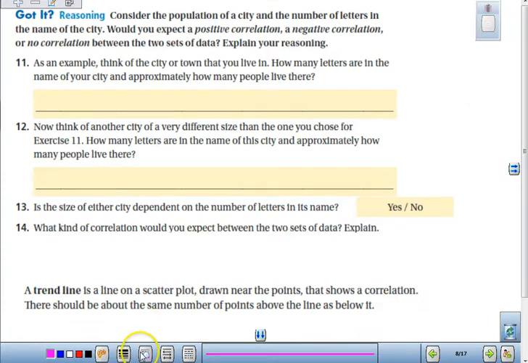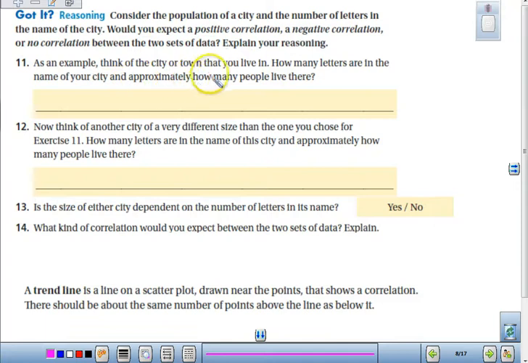Now, what I want you to think about is, if we are looking at the bottom of that page, I want you to consider the population of the city with the number of letters in the city. Do you think this is a positive correlation, a negative correlation, or no correlation? So, question 11.